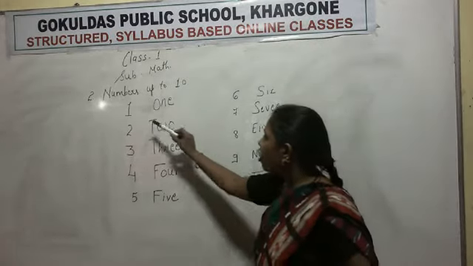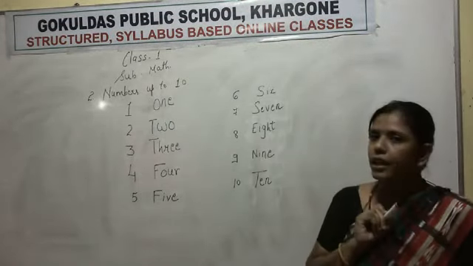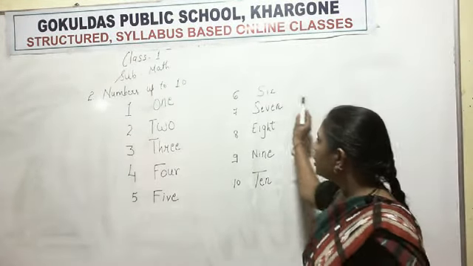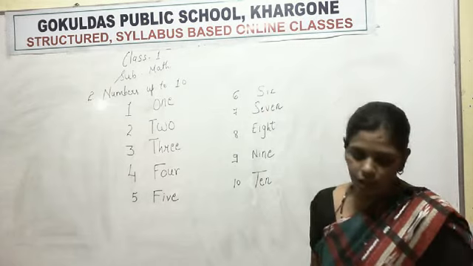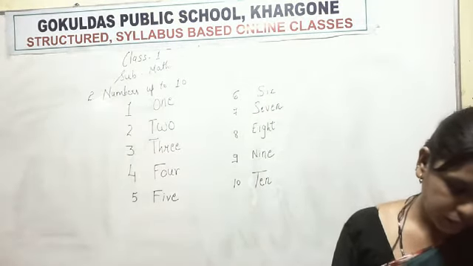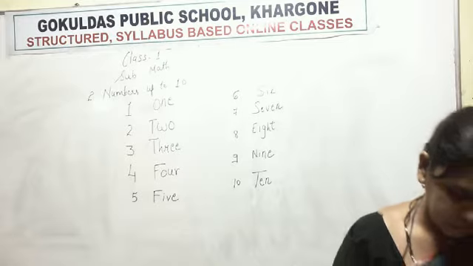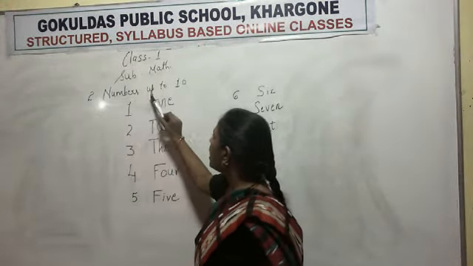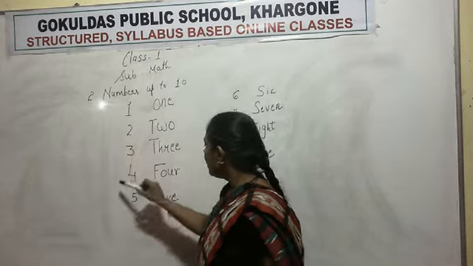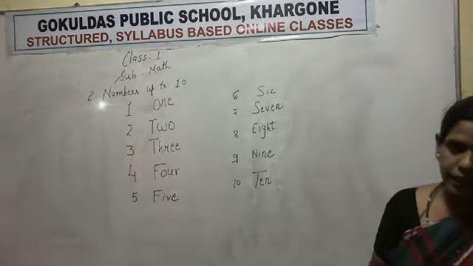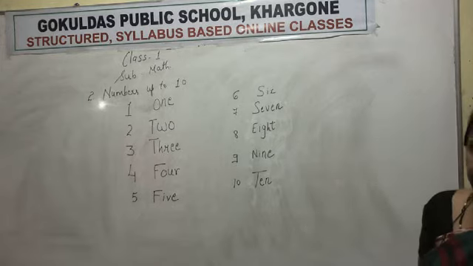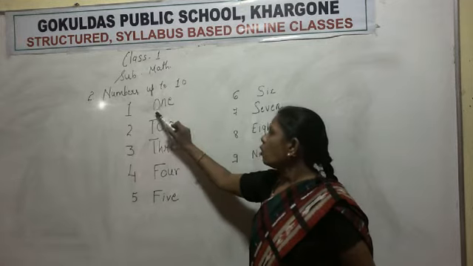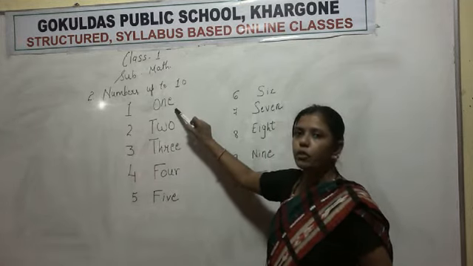So these are the spellings from 1 to 10. You write them in your classwork copy. Copy fast. First write the second chapter, numbers up to 10, and then write the spellings. Again, I am reading and you write. 1. O-N-E, 1. Write, all of you.